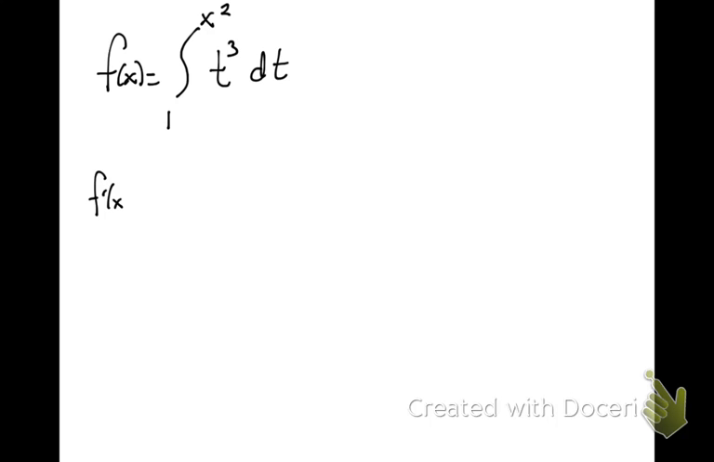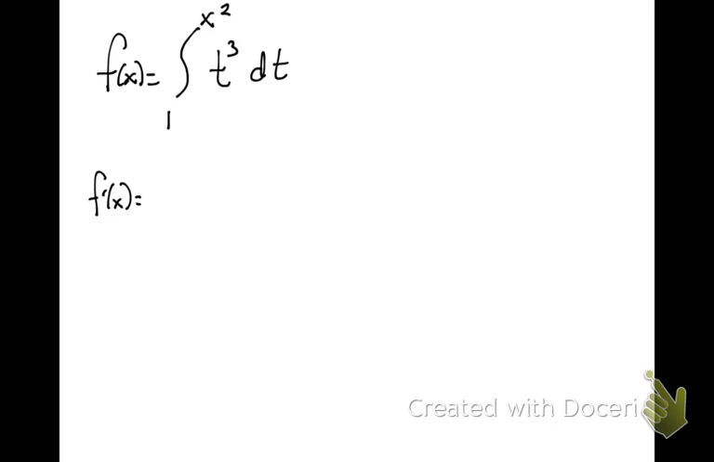The second part of the fundamental theorem of calculus is dealing with, again, the relationship between a function and its derivative. There's a function F of x, which you'll get if you integrate from, say, 1 to x squared of t cubed dt. And what we want to know is, what is the derivative of F of x?